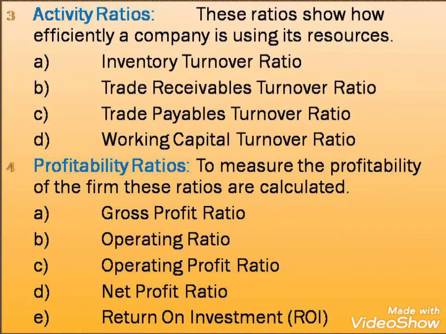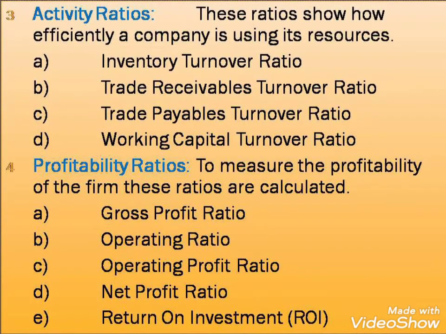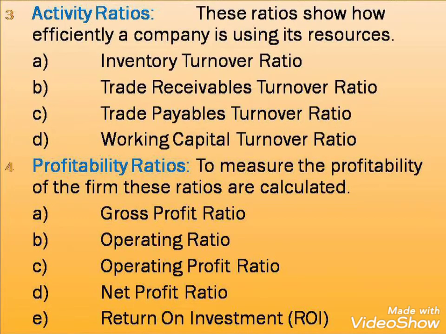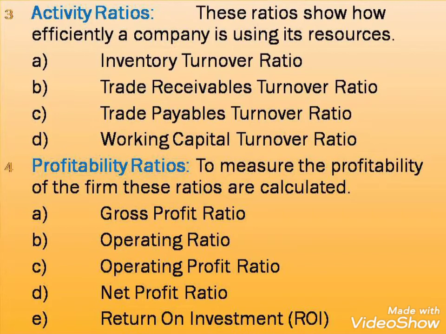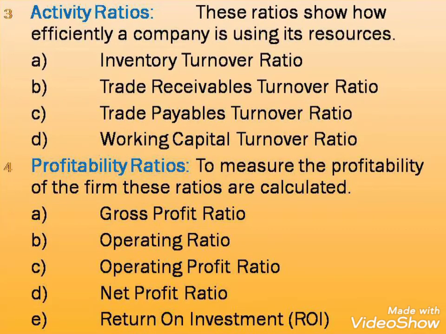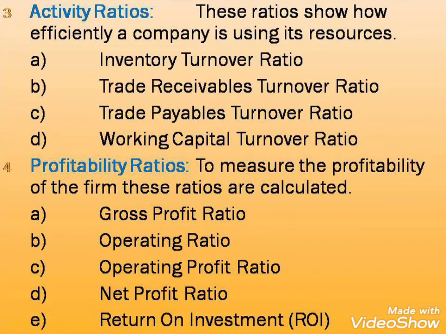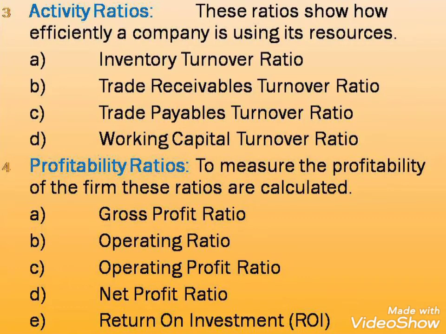Third category is activity ratios. These ratios show how efficiently a company is using its resources. Under the activity ratios, the major ratios to be calculated are inventory turnover ratio, trade receivables turnover ratio, trade payables turnover ratio, and working capital turnover ratio.